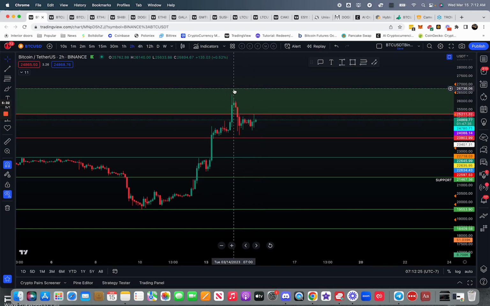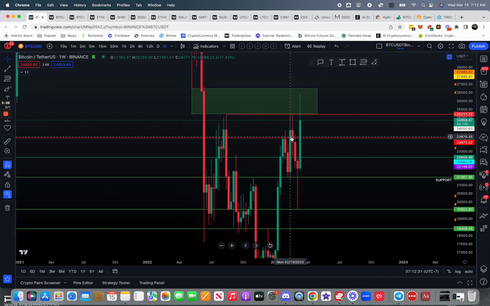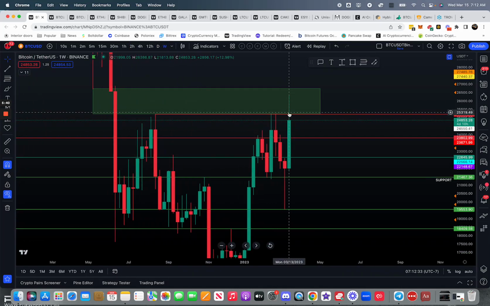When we have this here, what this tells me, I'm gonna zoom out to the weekly real quick because I want to make my point right here. What this tells me is this was just a stop loss grab, a liquidity grab. That's all it was. It basically came in here, it was a deviation, took out these stops, and came right back down to the same level that we've held for the past 6 months.